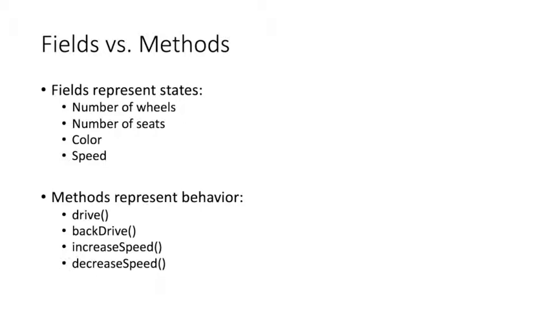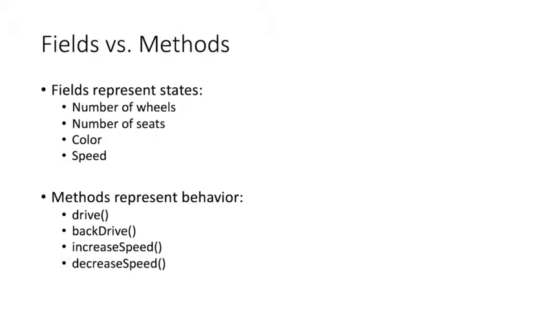Then, our third topic is fields and methods. Fields are used to describe the state of the object, and methods are used to describe the behavior of the object. For example, for a car, its fields, or its states, can be color, which is a string, number of wheels and number of seats, which are integers, and speed. We can declare fields in the format of the data type of the field plus the name of the field. For example, we have int numberOfWheels, int numberOfSeats, String color and int speed.